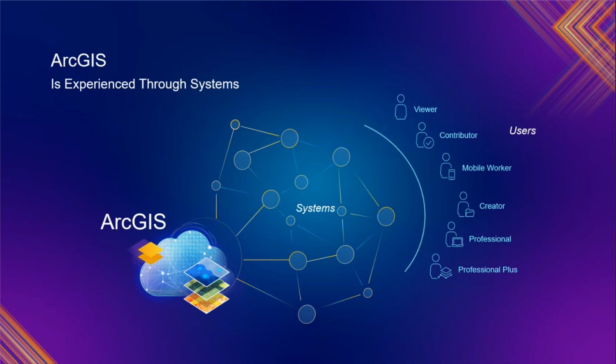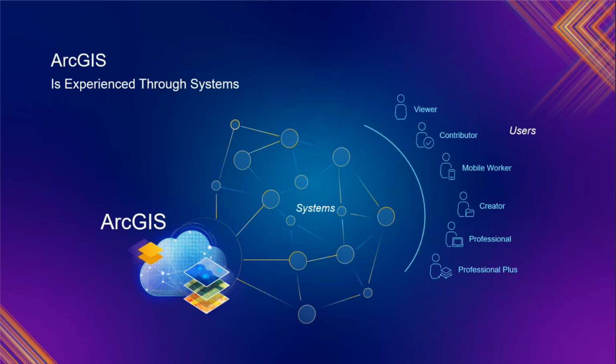So all these capabilities are shared through one platform, the ArcGIS platform, where all the capabilities are given to the user or different user roles. So if you look at it, there are different user types, viewer, contributor, and so on. All the capabilities offered through the platform are available through the user types.